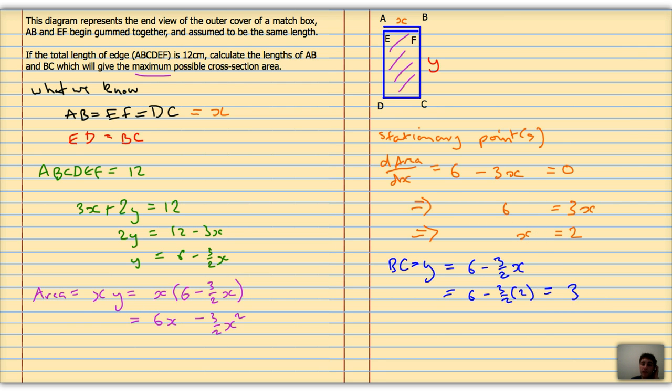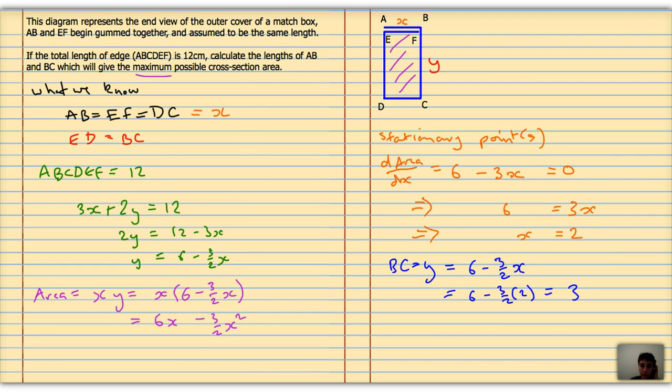And just for clarity, let's imagine putting this back into our A, B, C, D, E, F. So we know that A, B, C, D, E, F equals 3x plus 2y. 3 lots of x plus 2y, because that's the length of this matchbox. And 3x, well, that's 6, plus 2 times 3, well, that's 6, so that's going to be 12. As it should be, because that was our constraint to start with.